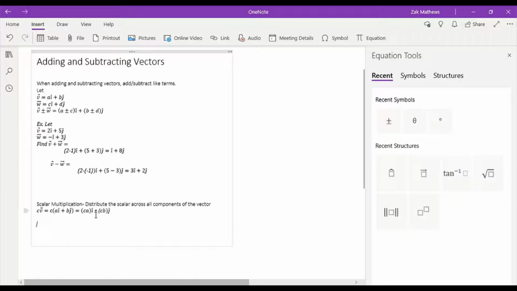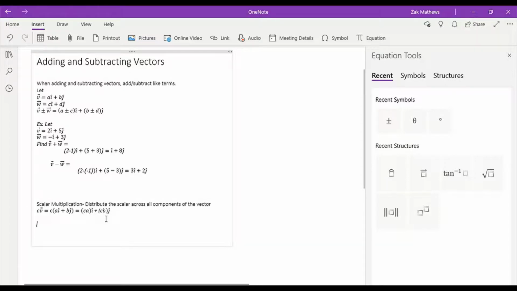Alright, this time we're going to look at something called scalar multiplication. In scalar multiplication, we're going to distribute the scalar across all the components of the vector. So let's find c times vector v. Vector v we defined as a i hat plus b j hat. So what I might be doing is taking that vector and distributing my c across it.